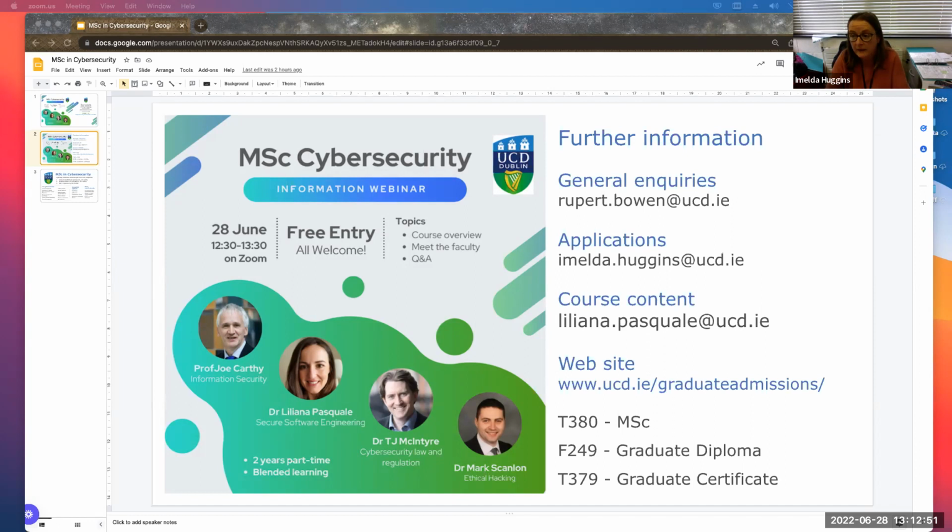I recognise some of the names on the attendee list, so they'd be familiar with UCD. But for those who are not, there's a very large 300-acre campus. We have wonderful facilities. There's a huge library, great sports facilities. And as a student of this course, you'd be entitled to use those the same as any other student.